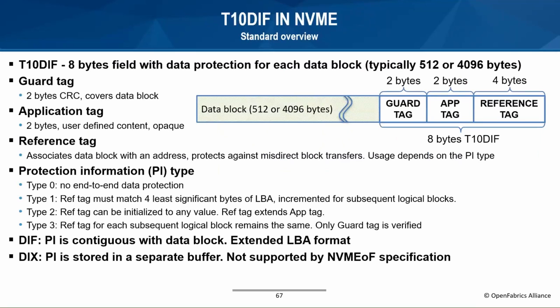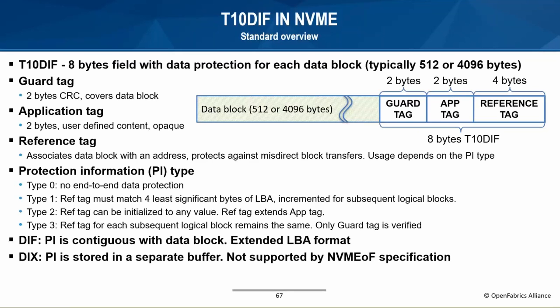NVMe specification uses T10 DIF format to store protection information per data block. T10 DIF is an 8 bytes field where the first 2 bytes is a guard tag, which contains a CRC-16 checksum covering the data block. The next 2 bytes is the application tag, which is user-defined content. It's opaque for NVMe controller. And the last 4 bytes is a reference tag, which protects against misdirected block transfers.